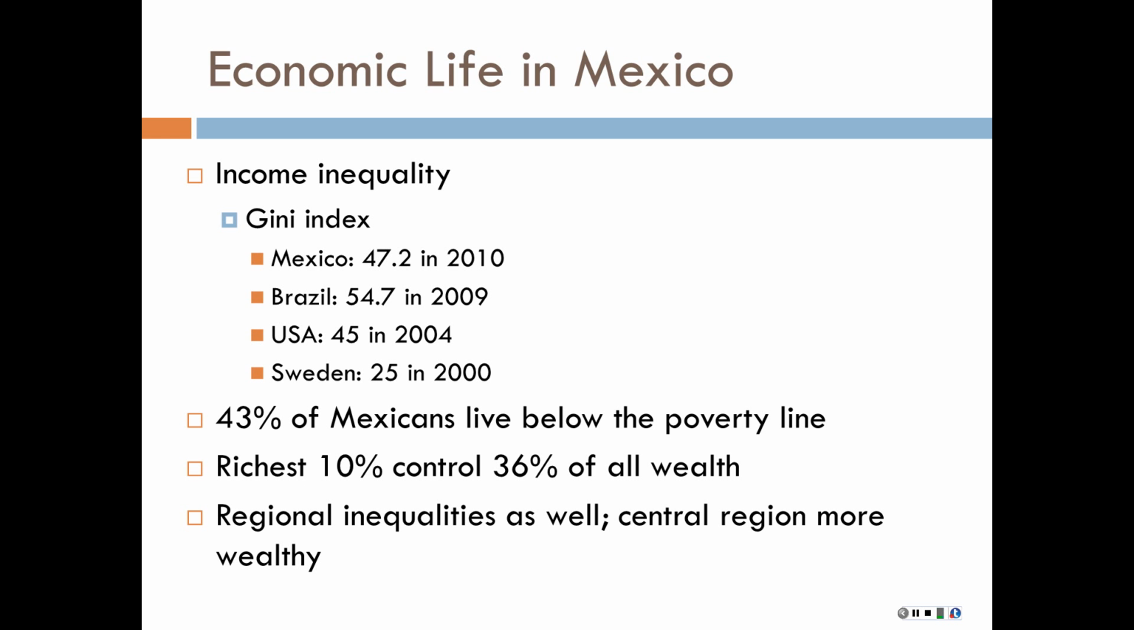So it's possible to have income inequality that's very unequal, but even folks who are not living with a huge amount of money are still able to support themselves. Unfortunately, in Mexico, about 40 to 43% of Mexicans live below the poverty line, and the richest 10% control a lot of the wealth, around 36%. And as I mentioned before, since most people live in the central region, where the capital is, it's probably not a radical extension of your imagination to imagine that the central region is more wealthy.